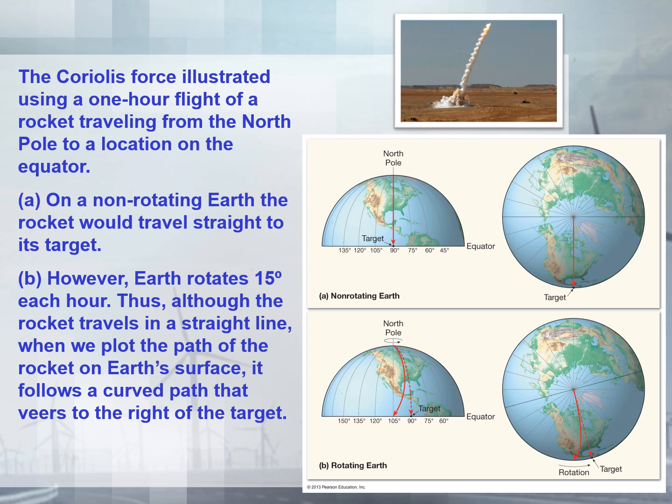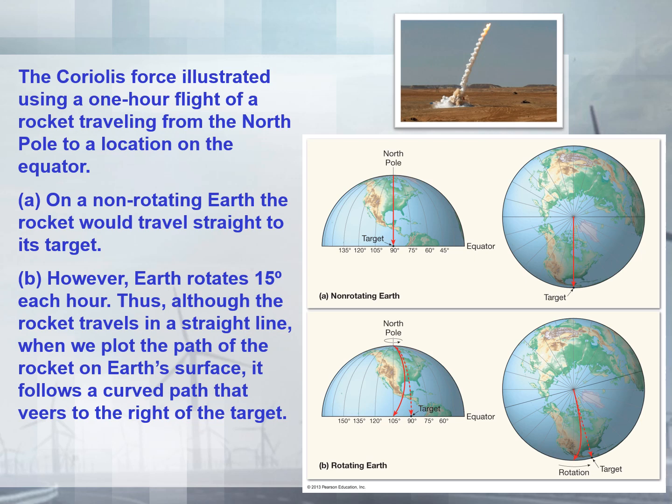Looking at the top, a non-rotating Earth. If you fired a rocket from the North Pole and the Earth didn't rotate, and you fired it straight down and wanted it to reach the equator, and it's a rocket that can stay in flight that long, it's just going to follow a straight path and hit the equator as you expected. So on a non-rotating Earth, the rocket would travel straight to its target. But the Earth does rotate, and it rotates 15 degrees each hour. That's just crazy fast. It doesn't feel like that for us.